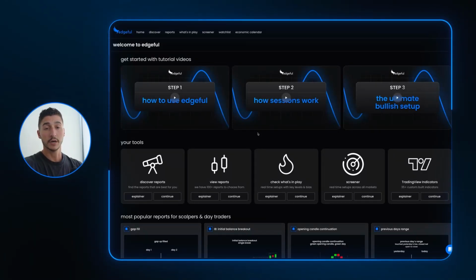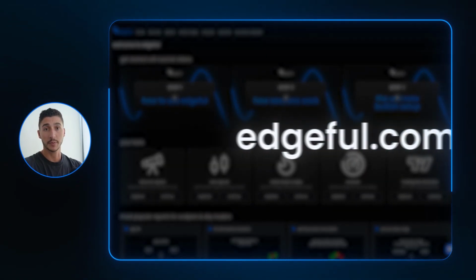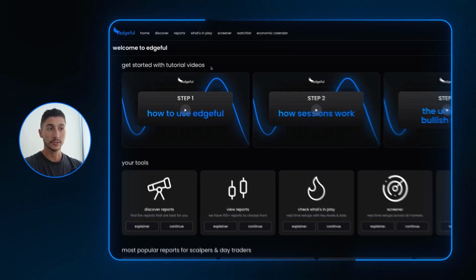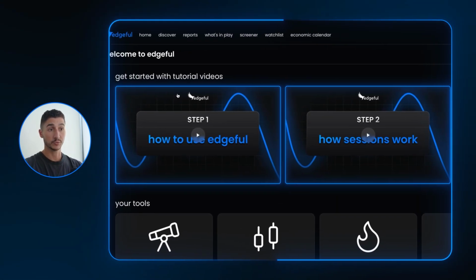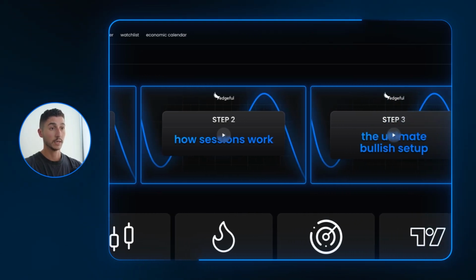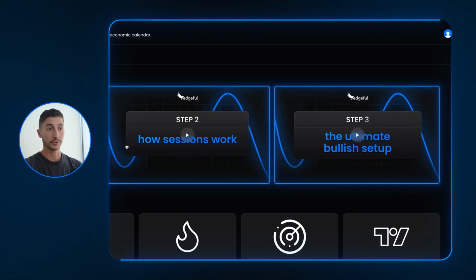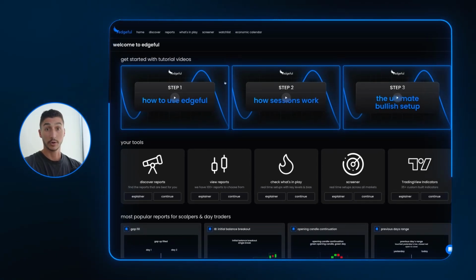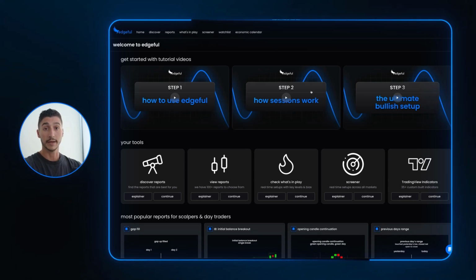Here's everything you need to know for the ultimate reversal setup on edgeful.com. So starting out with the home page, I highly recommend that you guys watch these 3 videos. These are going to be extremely helpful if you trade futures, stocks, options, literally anything, crypto, Forex. These will be very helpful for your understanding of edgeful as a whole.